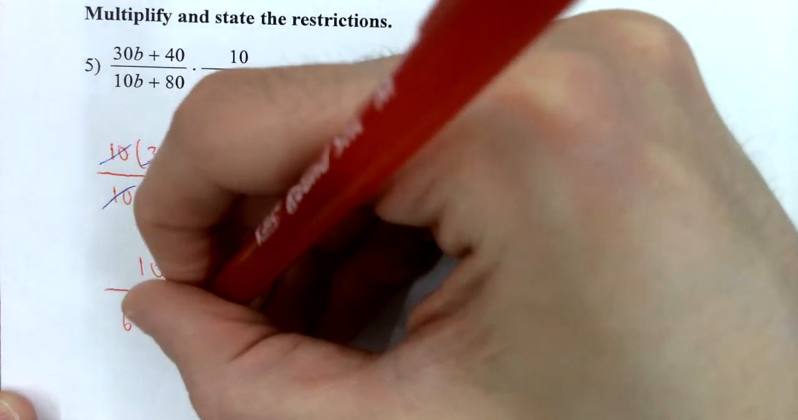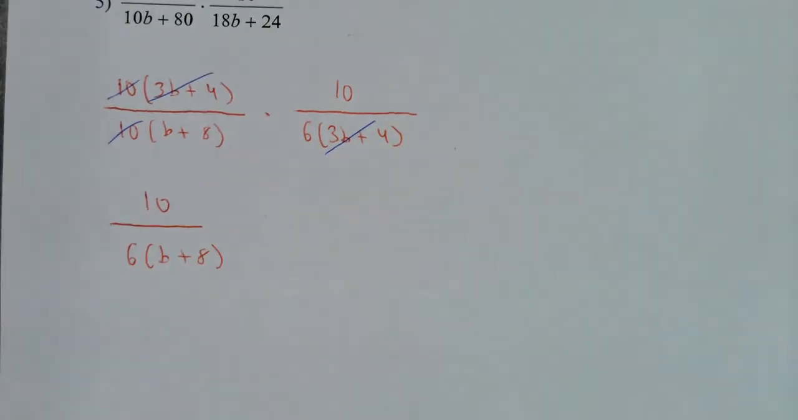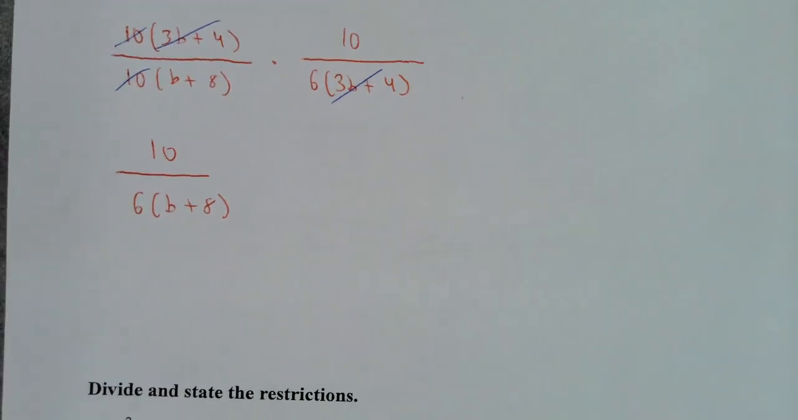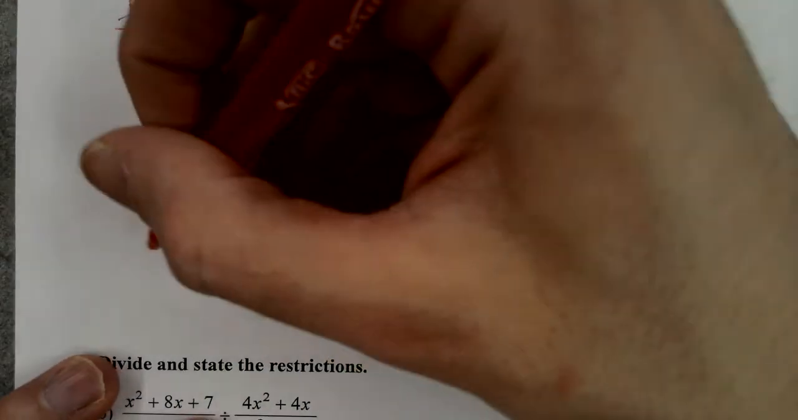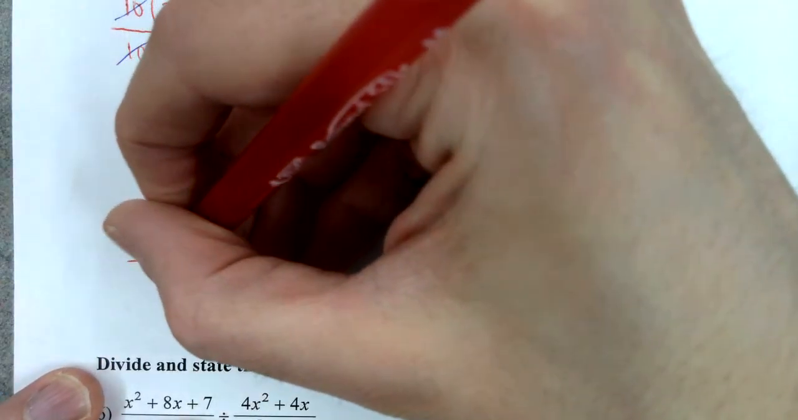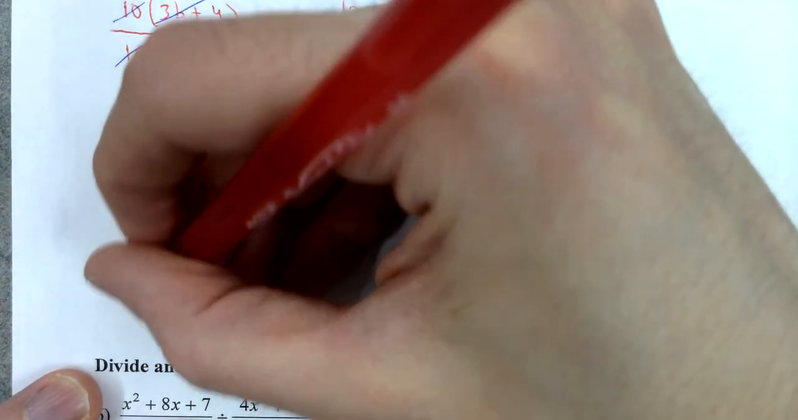We'll take care of that in a minute. 10 over 6 times b plus 8. And then you're going to divide the 10 by 2 and the 6 by 2 because they have a common factor of 2. It leaves you with the final answer, 5 over 3 times b plus 8.